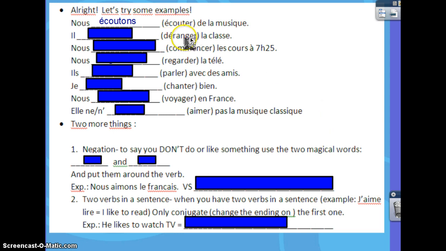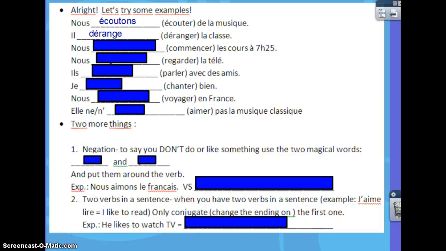Now, déranger, you should right away notice it's a GER verb, but as soon as you notice that, double check and see if you're talking about the nous form. Because if you're not talking about the nous form, you're not doing anything different. You're dropping the ER, you're adding the right ending for the il form, which is the letter E. Il dérange la classe is he disturbs the class.